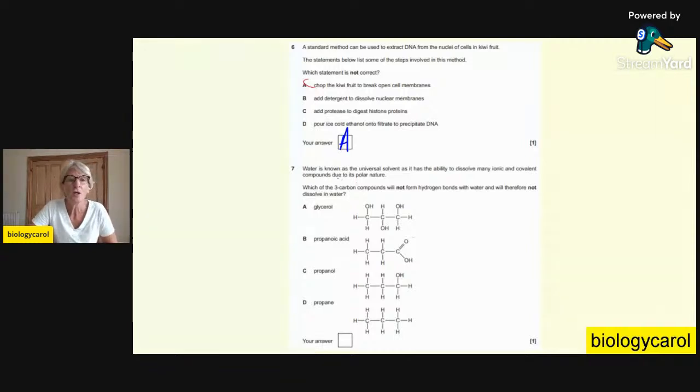Question 7. Water, universal solvent, has the ability to dissolve many ionic and covalent compounds due to the water's polar nature. Which of the 3 carbon compounds below will not form hydrogen bonds, therefore not dissolve in water?